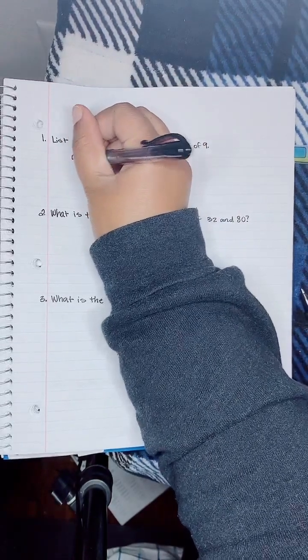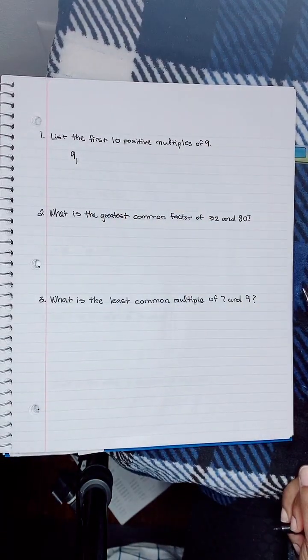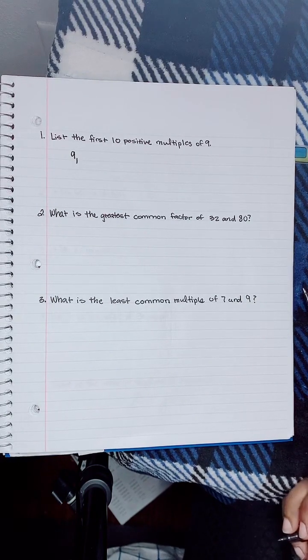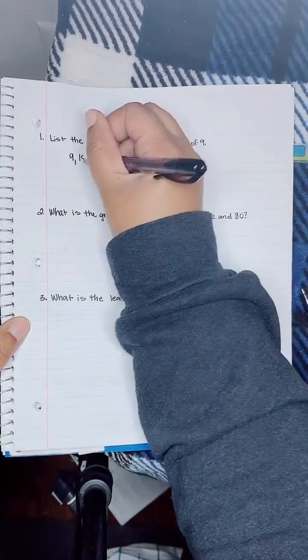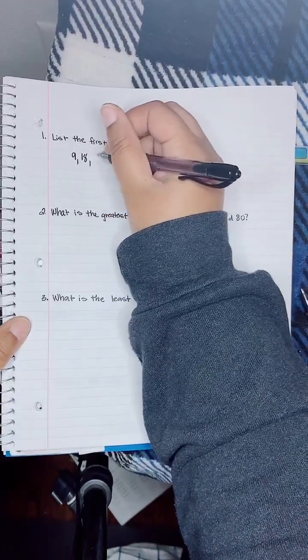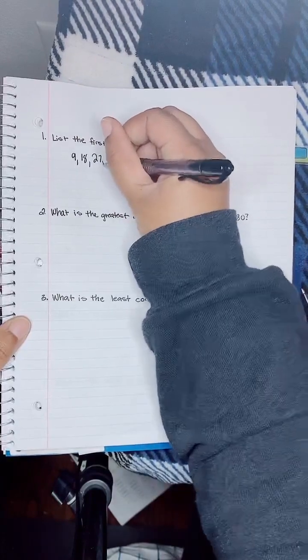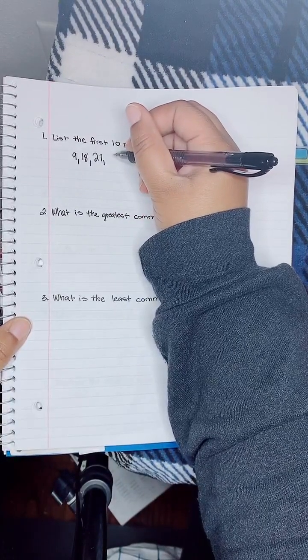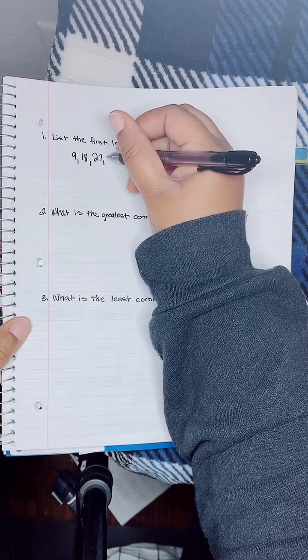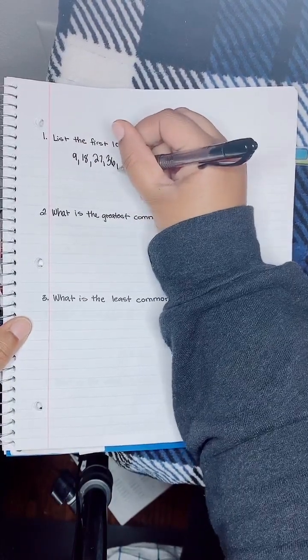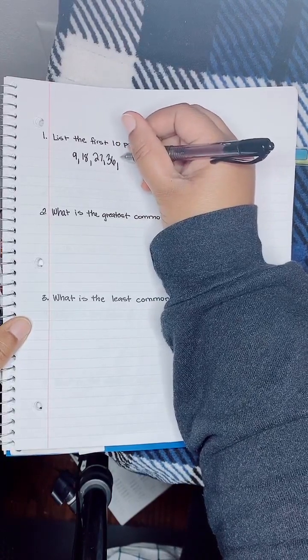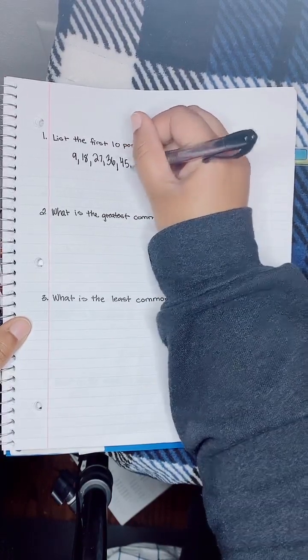So 9 is the first multiple. What's the second multiple? Good. Ata said 9. The second multiple is 18. The third multiple is 9 times 3, which is 27. The fourth, 9 times 4, is 36. And the fifth is 9 times 5, which is 45.